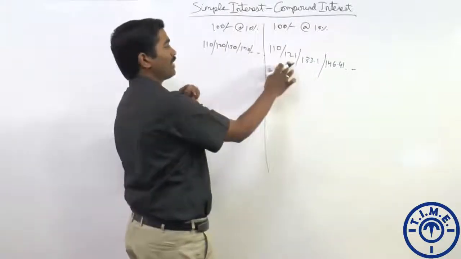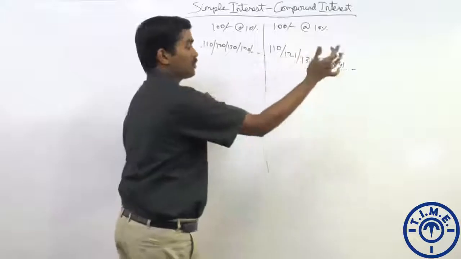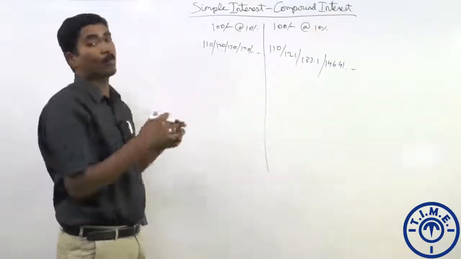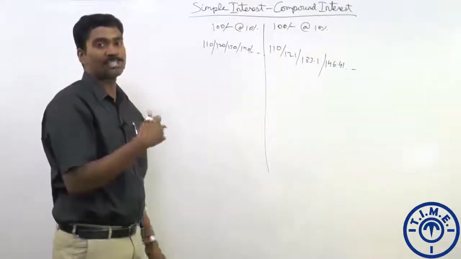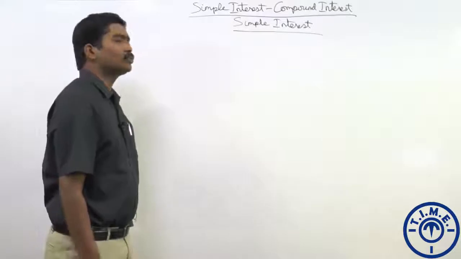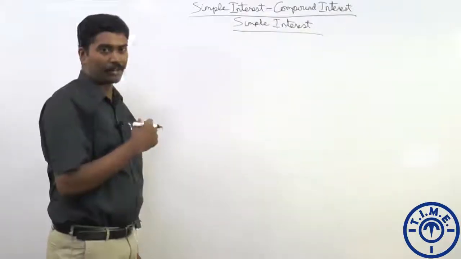Here I owed only 120, here I owe 121, 130, 133.1, 140, 146.41. As years pass, the difference between simple interest and compound interest only becomes more stark and the gap widens. So, speaking of simple interest, let's understand a few more things about it.